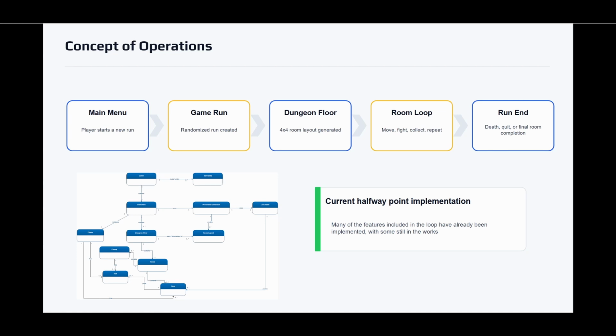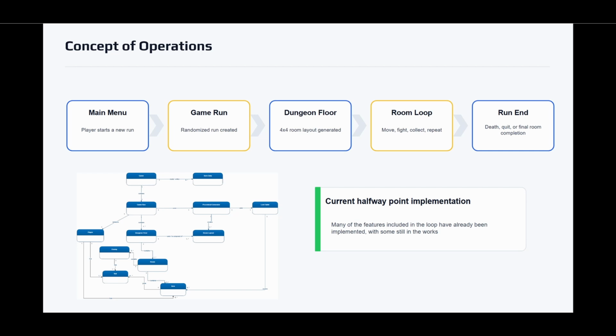You can see here how the conceptual game loop for a single run in Crypt operates. This is how the player progresses through the core gameplay experience in its current conception. The run begins at the main menu, where the player selects the option to start a new run. The game then creates a randomized run state using a generated seed, which controls the randomized elements of that run.